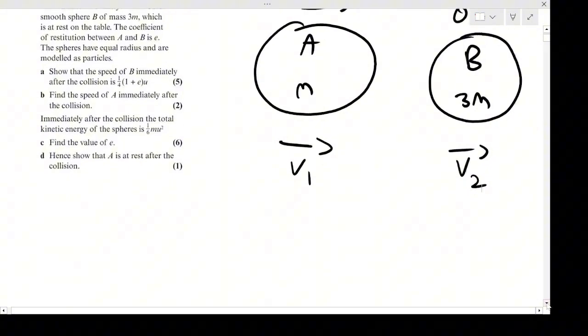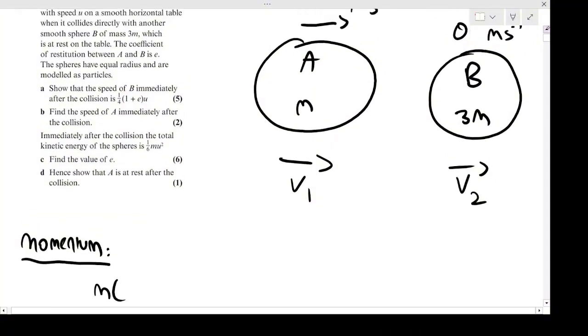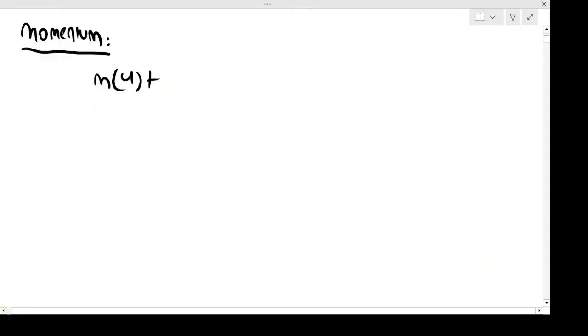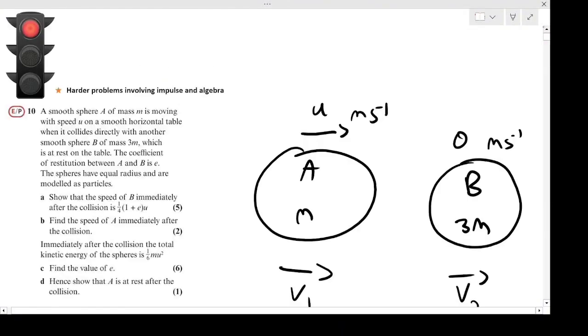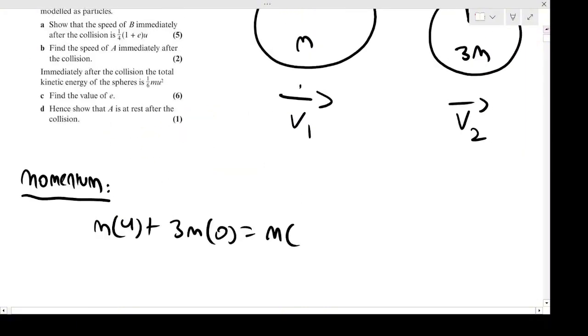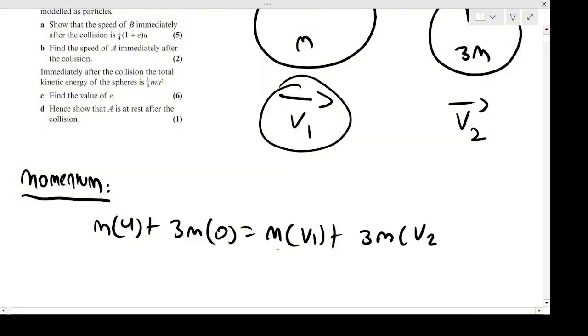Okay, so again, firstly, I'm going to apply momentum. So for A, the mass is m times the velocity, which is u. So m lots of u. Then for B, it's going to be 3m for the mass, but the before speed is 0, so that will go to 0. That's going to equal m, and then the afterwards speed v1, and then 3m lots of v2. Okay, and there we are.